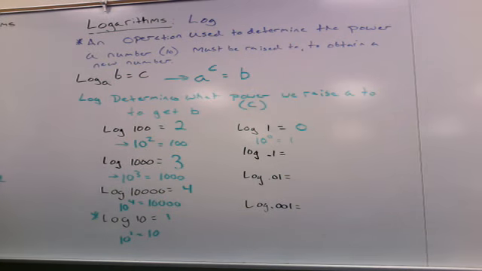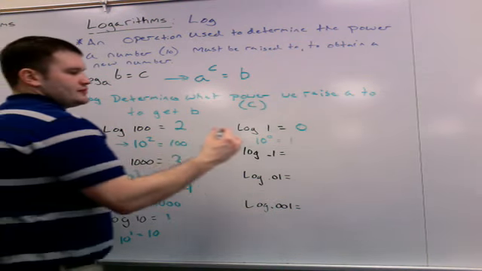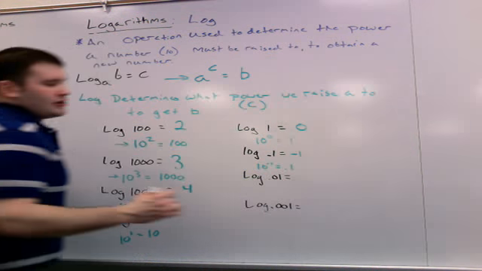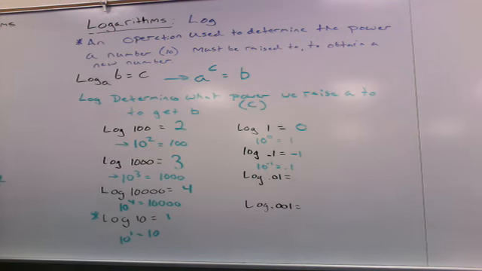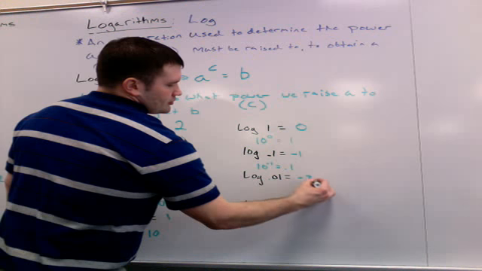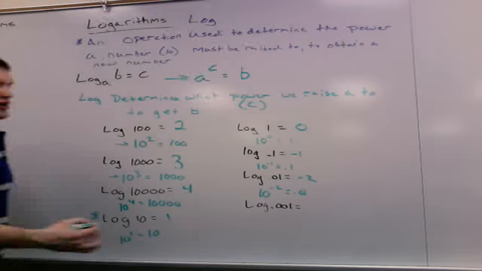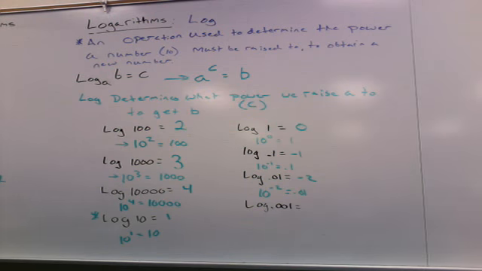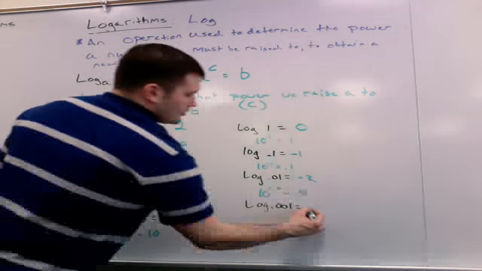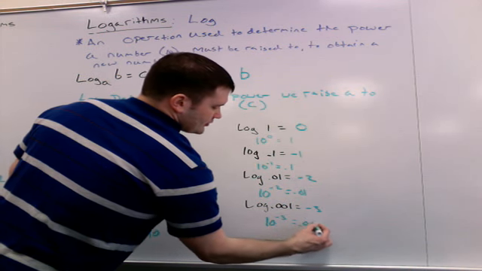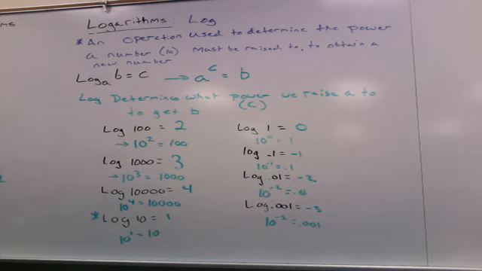Good. Log of 0.1 equals -1, because 10 to the -1 equals 0.1. Log of 0.01 equals -2, because 10 to the -2 equals 0.01. And log of 0.001 equals -3, because 10 to the -3 equals 0.001. Honestly, how many of you did that without a calculator? Nice job, guys. Using the calculator is okay too.